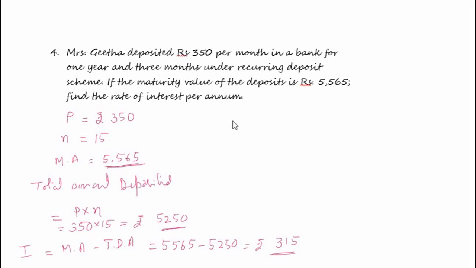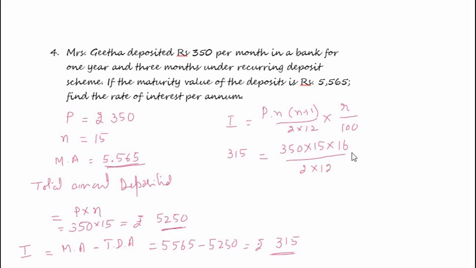So what is the formula for interest earned? I equal to P into N into N plus 1 divided by 2 into 12 into R by 100, where R is the rate of interest. We don't know R here. R we need to calculate. So interest earned, 315 rupees, is equal to P, P is 350, into N, N is 15, into N plus 1, that is 16, divided by 2 into 12 into R by 100.